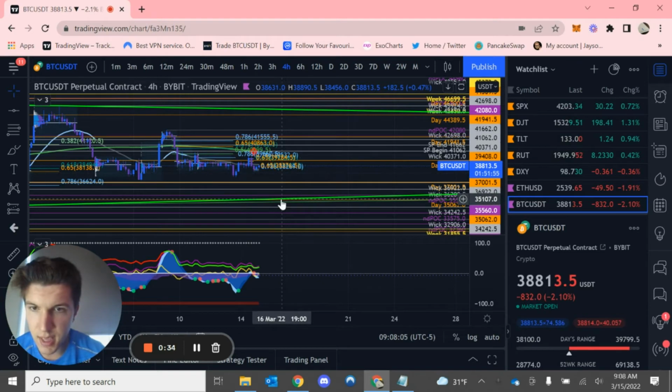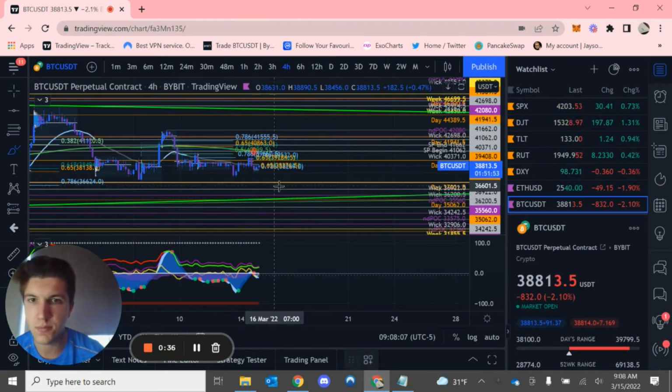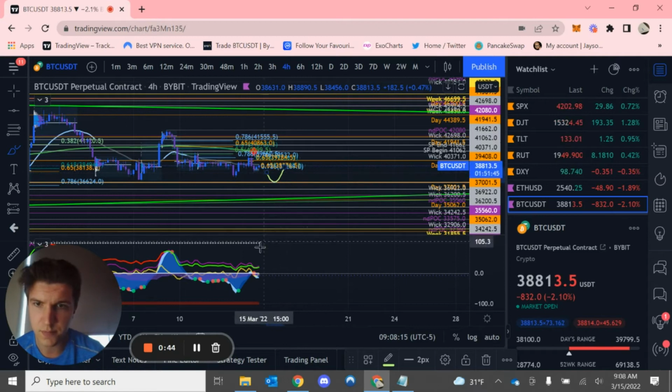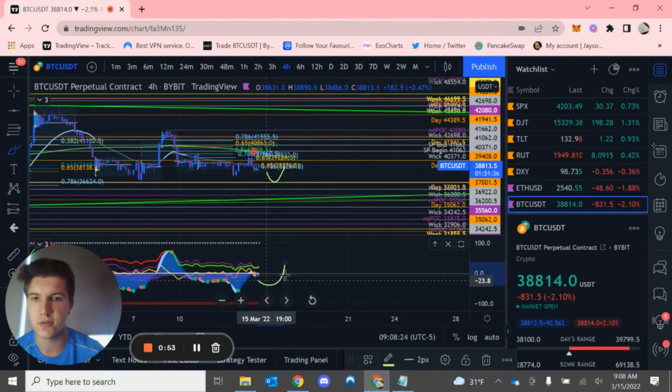But just looking at Market Cipher B, you can interpret moves based on the indicator itself. So let's say that price does come down here. You can compare it to this level right here, and it'll be lower than that. And this will make a bullish divergence. And so that could be something you could look out for.